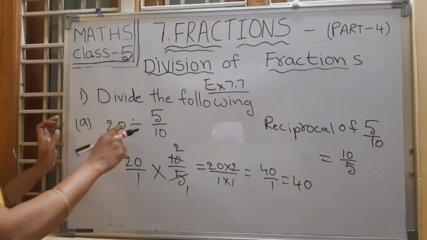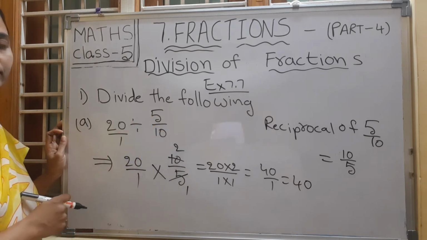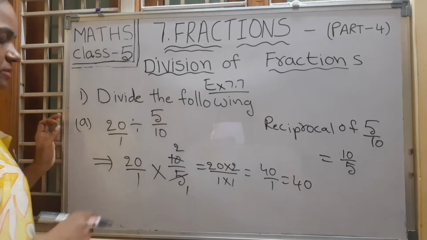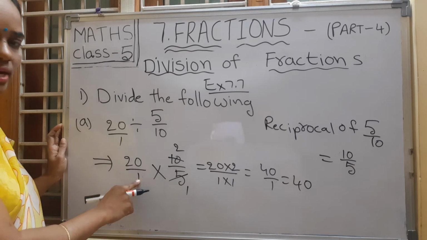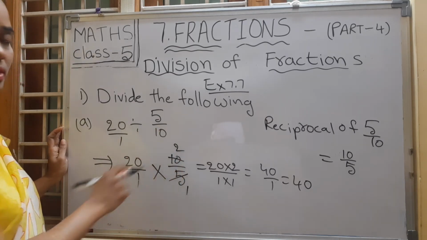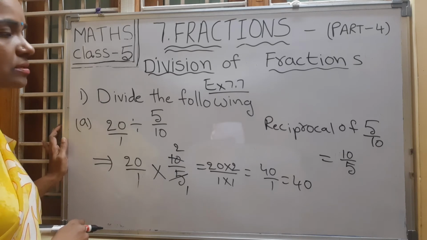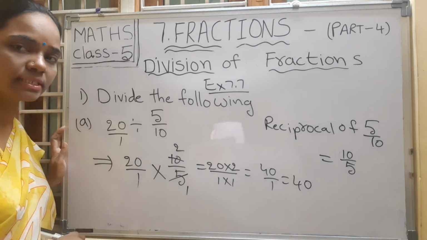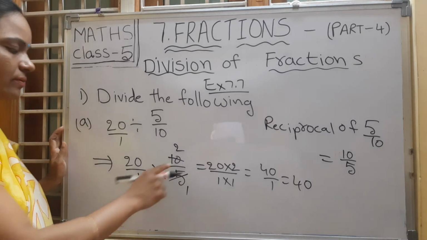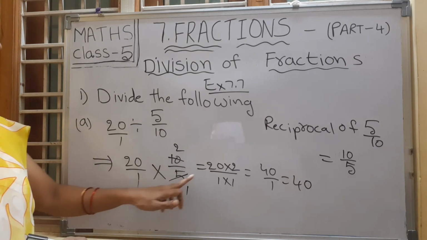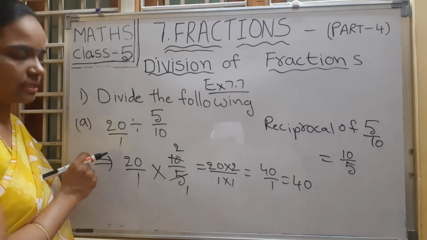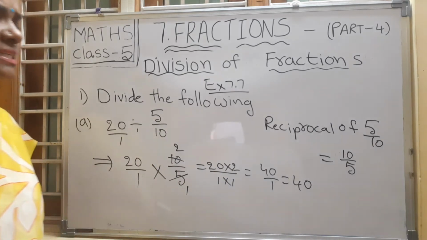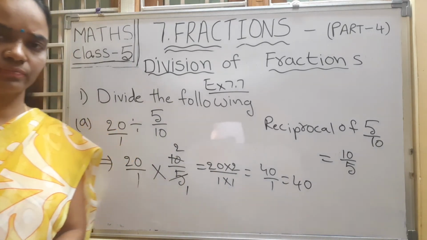Okay, children, shall we check? So 20 divided by 5 by 10. 20 becomes 20 by 1 and it is 5 by 10. So as it is, write down the first fraction, and the first fraction should be multiplied with the reciprocal of the second fraction. Yes, children? What is the second fraction here? 5 by 10. What is the reciprocal of 5 by 10? Yes, 10 by 5. 20 by 1 into 10 by 5. So 5 1s are 5, 5 2s are 10. 20 into 2 by 1 into 1. 20 2s are 40 by 1 is equal to 40, the answer. Note it down, children.